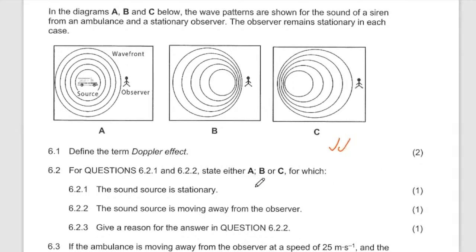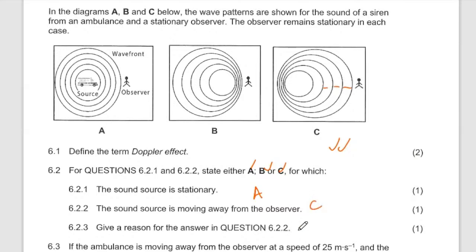Then for this question, we must state A, B, or C for each. So where is the source stationary? I think it's option A because there's no change. We're not seeing a decrease or an increase and so on. So A, source is stationary. When is the source moving away from the observer? When you're moving away from the observer, what happens? The wavelength increases. So I'll go for C.